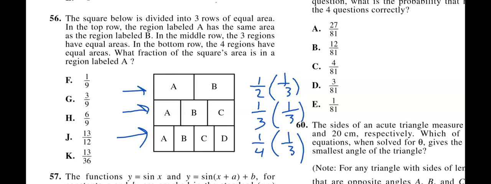So we do want to add up. What fractions do we want to add up? Well, 1/2 times 1/3 is 1/6. 1/3 times 1/3 is 1/9. 1/4 times 1/3 is 1/12. These are the fractions we want to add together.